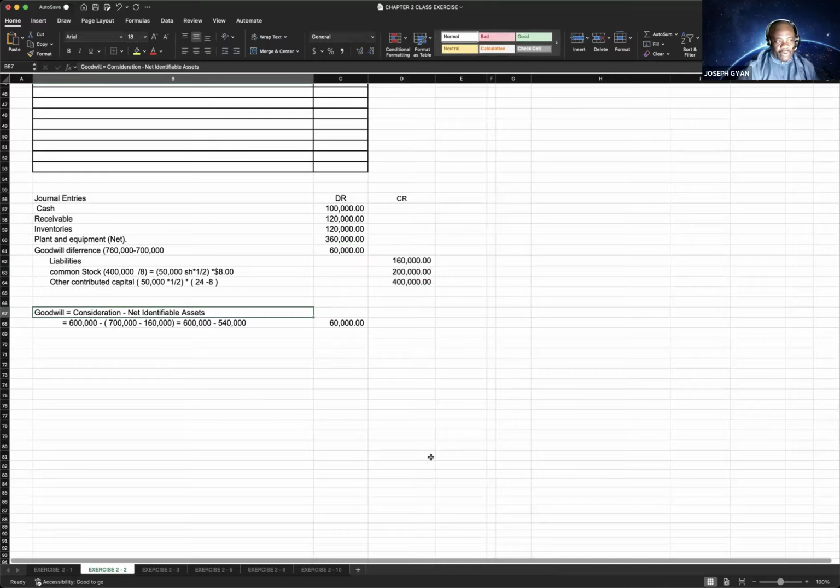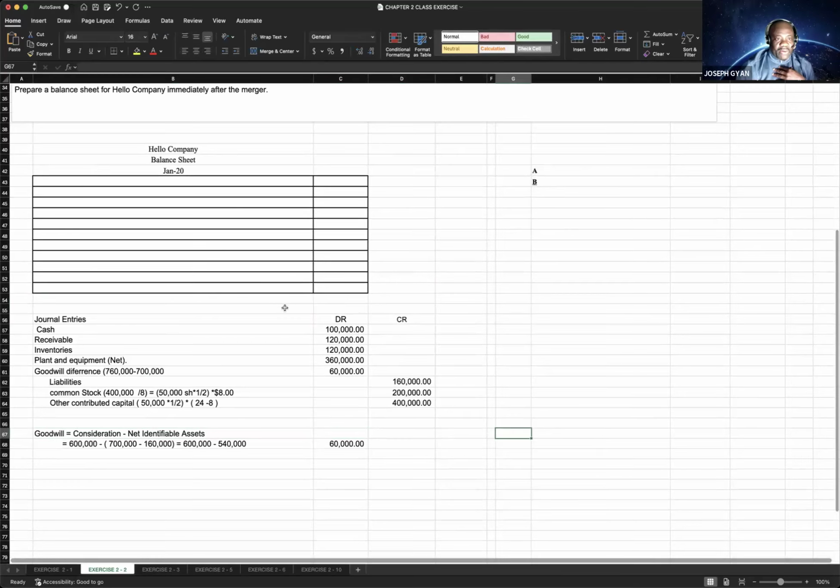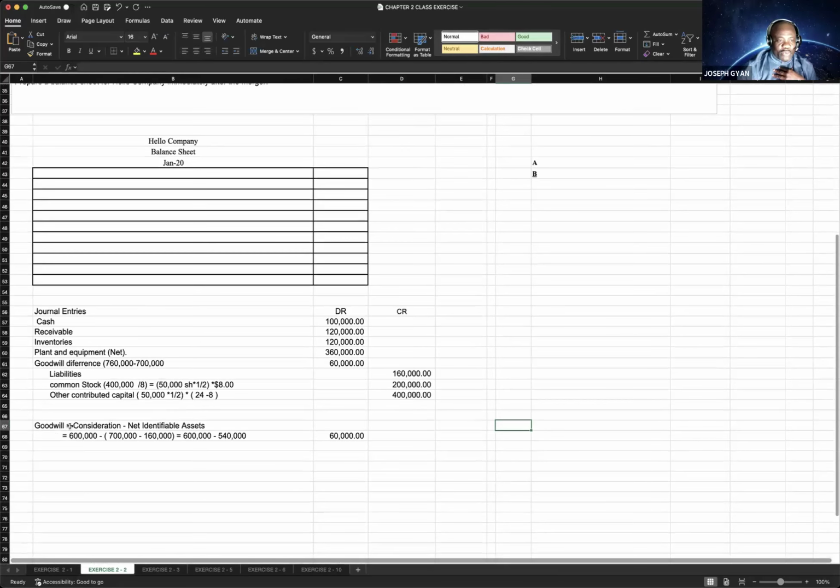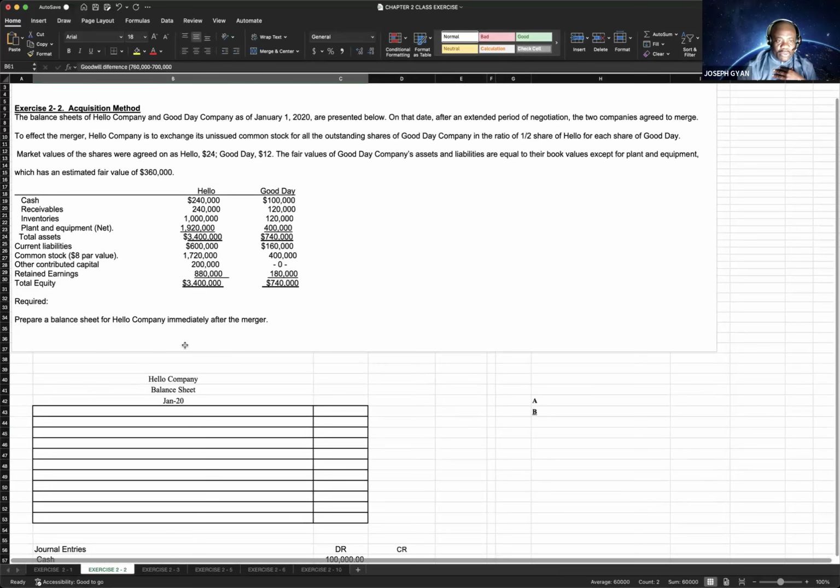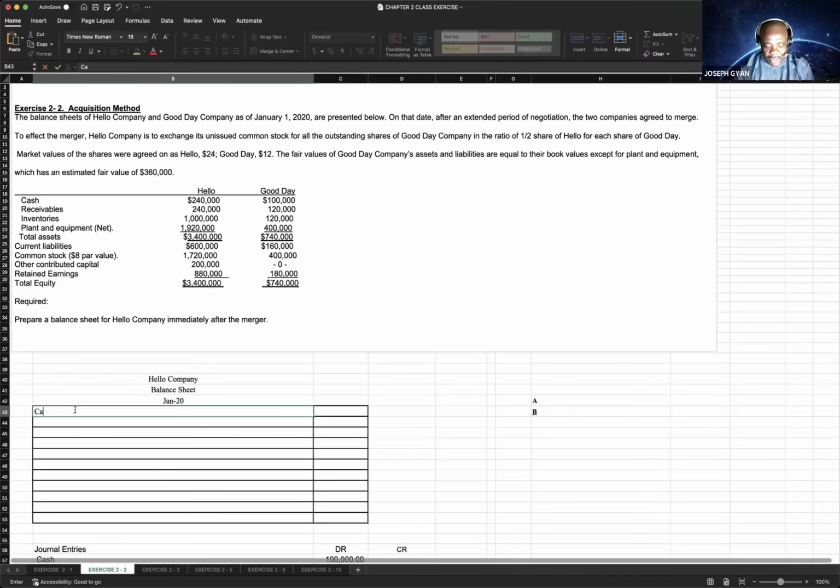Is it good now before you continue? Yes, Professor. Okay, now we can prepare the balance sheet because this is what we need, if there's any goodwill. So we know there's a goodwill. So now we have the balance sheet. We have the cash. We have the receivables.